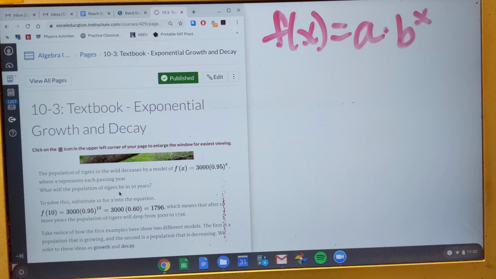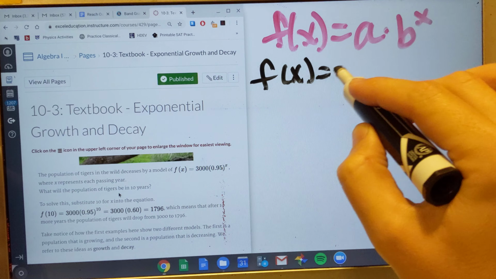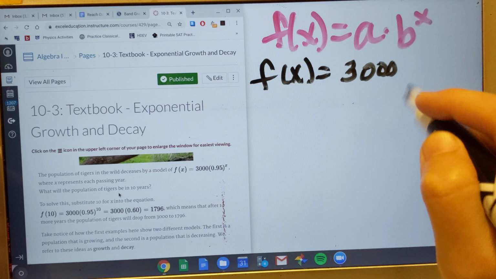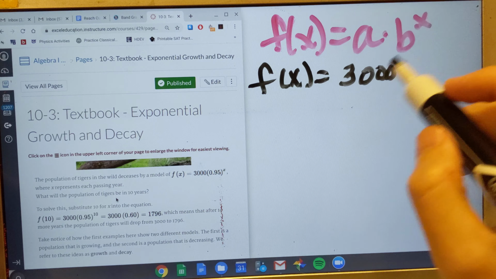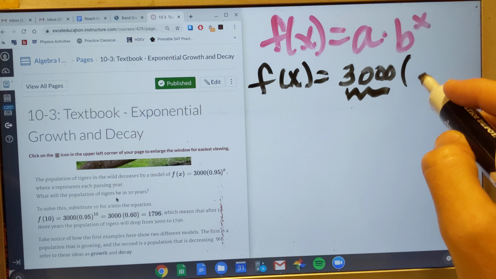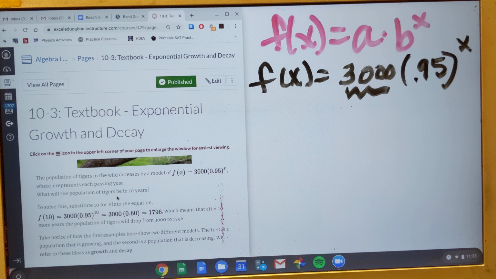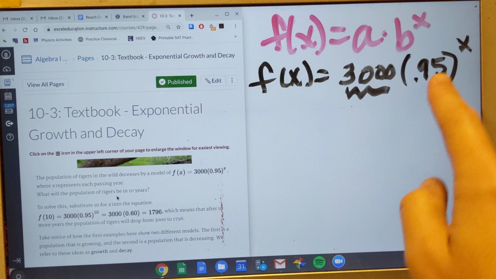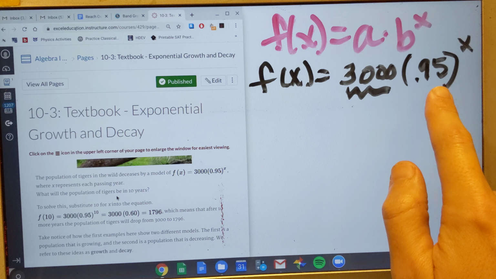They give us the function f of x is 3,000. Notice we start with this first number. This a value is kind of what the population starts with. So that means we start with 3,000 tigers. And then here's our growth factor, 0.95. And then this is going to be the number of days again. In this case, it's not days, but it represents years. Cool. So the population of tigers is 3,000, and they're slowly dying by 5%.